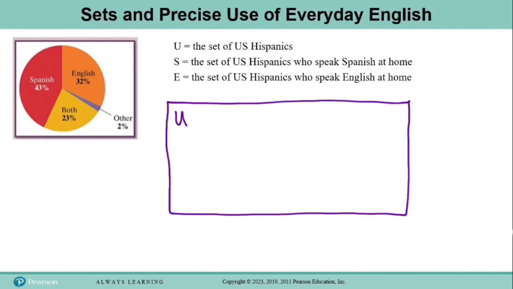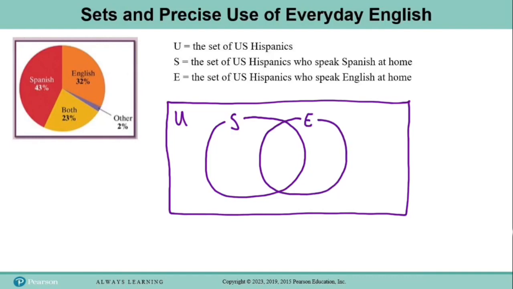And so we'll draw our universal set, and that represents the set of all U.S. Hispanics. Then we'll have a circle for set S that will represent the U.S. Hispanics who speak Spanish at home. And we'll have a circle for set E, and that represents the set of U.S. Hispanics who speak English at home. And you can see I've drawn it where the two sets overlap because we have this category of U.S. Hispanics who speak both English and Spanish at home. So our 23% is going to go in here.